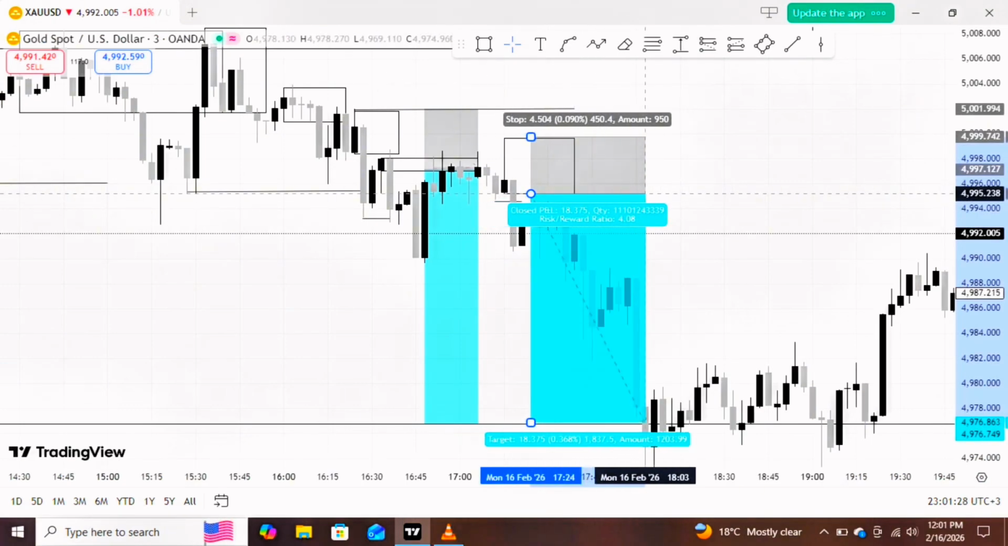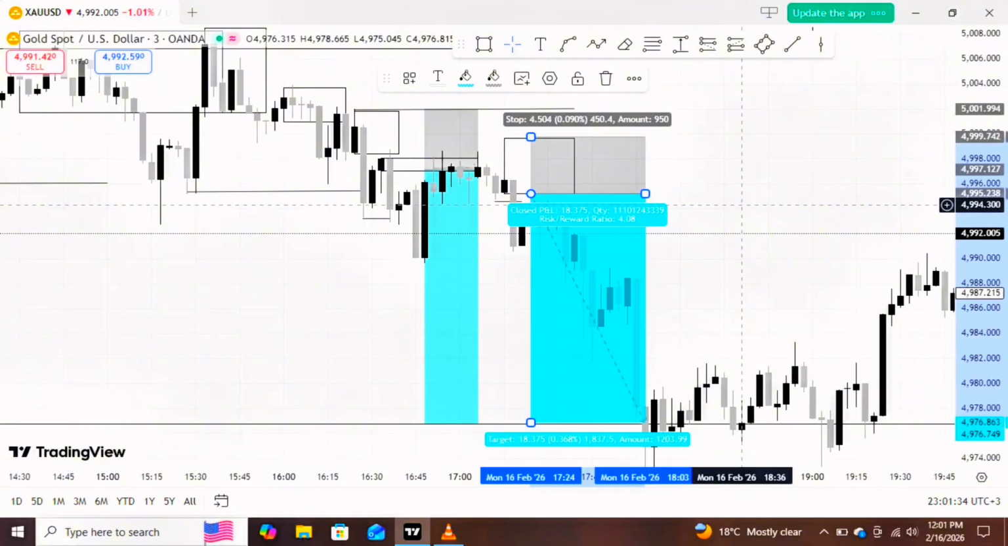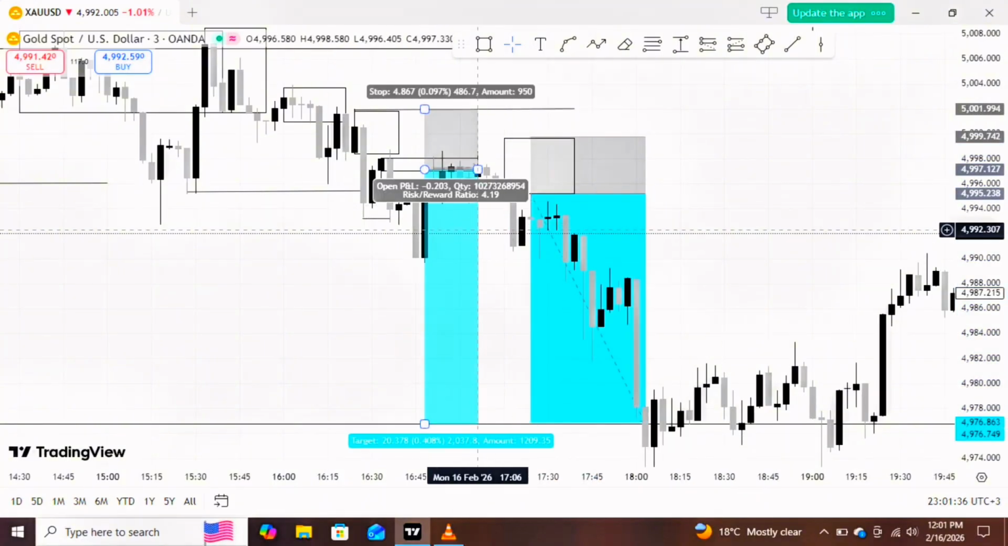So I put the TP here, and the SL at this high. So this was the trade that I took on the gold market on 16 February 2026.